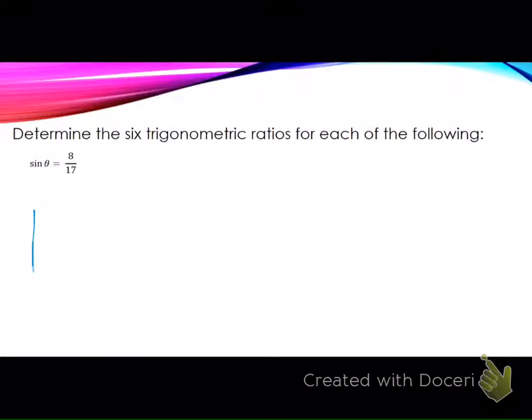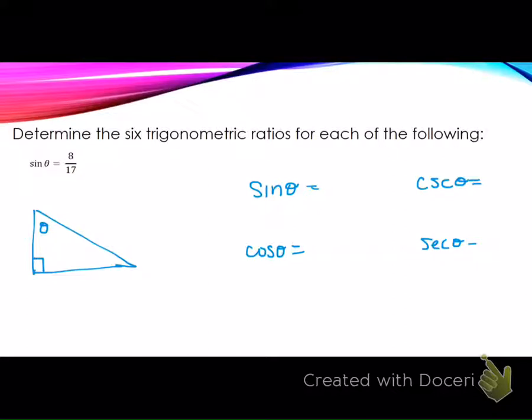So this is just one. So we're going to draw our right triangle. Label an angle theta. So sine and cosecant are reciprocals of each other. Cosine and secant are reciprocals of each other. And tangent and cotangent are reciprocals of each other.